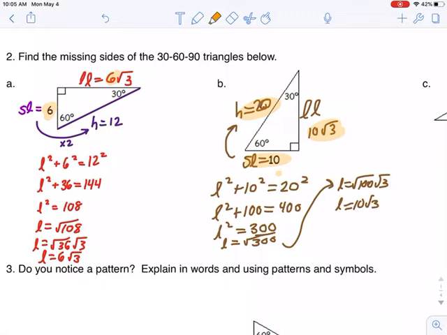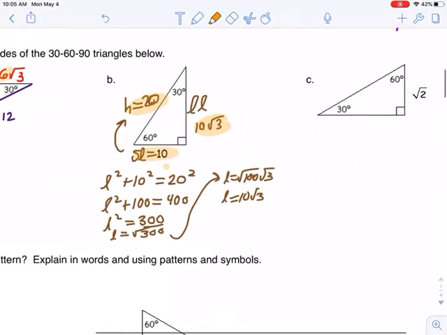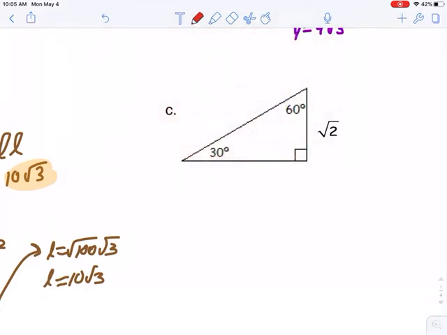So again, what's so great about special right triangles is that given one side length, you can find all 3. In a typical right triangle, you need 2 of them to find the third. In a special right, you need 1, and you can find the other 2. Amazing. All right.